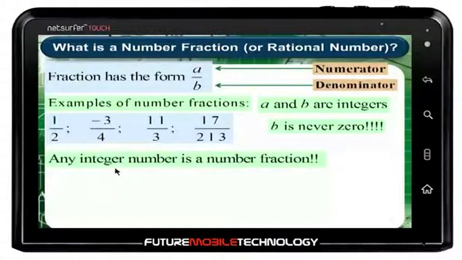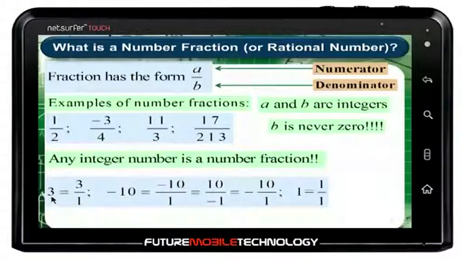Any integer that we know of is a number fraction. Did you notice that? Well, clearly the integer 3 can be written in number fraction format as 3 divided by 1. So can any other integer, minus 10 for example. And as I've mentioned, the negative may be above or below the line, it doesn't matter. It represents exactly the same number. Even the number 1 as an integer can be written as a number fraction.